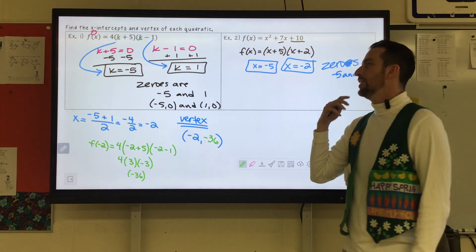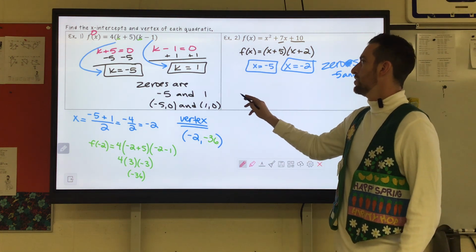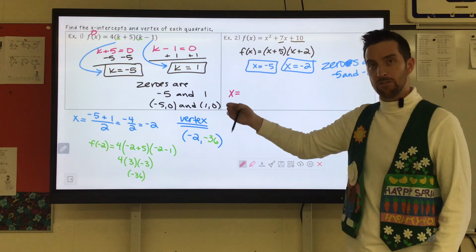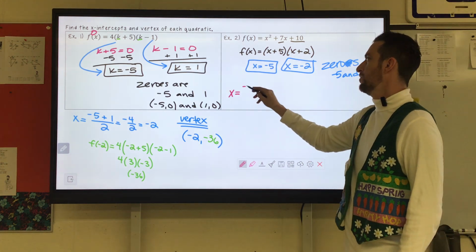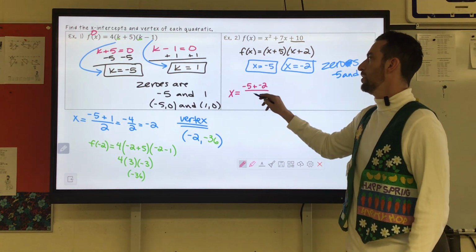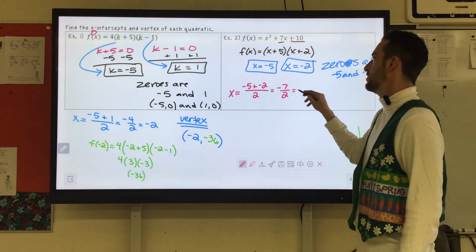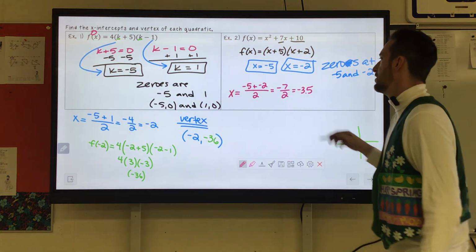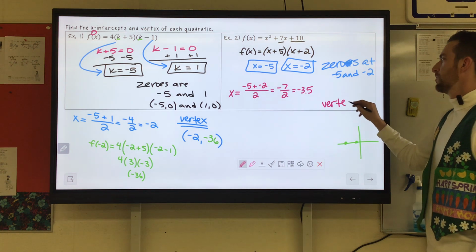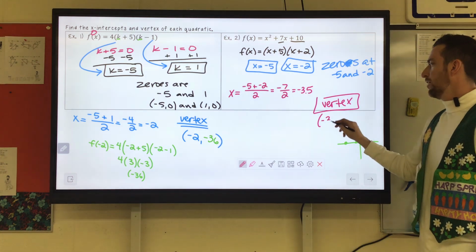Now, to find the vertex, we have to find the middle of those two. So we're going to say this is for the axis of symmetry. We just add the zeros up and divide by 2. So we're going to do negative 5 plus negative 2 and divide it by 2. This would give us negative 7 over 2, which is negative 3.5. So for our vertex, this gives us the x-coordinate, negative 3.5.